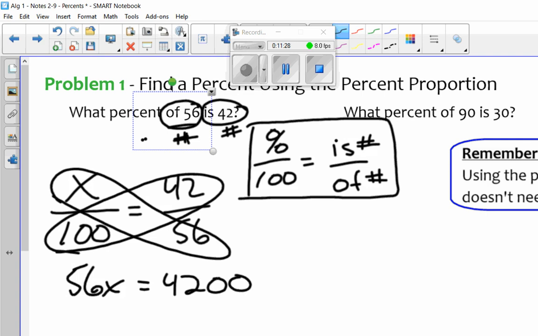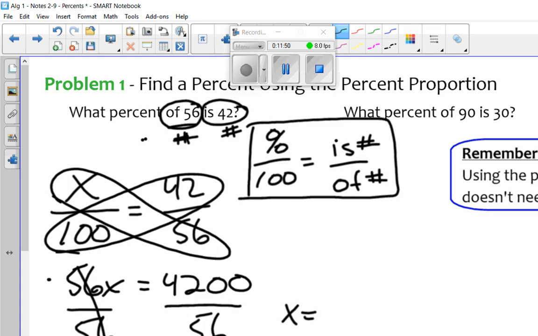So now it's a problem that we've done before. Hopefully it's pretty easy for you guys. I can divide both sides by 56, and that's going to give me my value. Those go away. I'm left with x. 4,200 divided by 56 is 75.